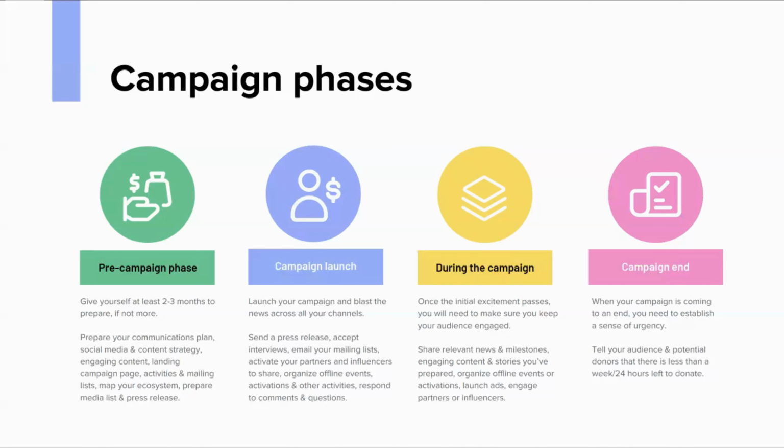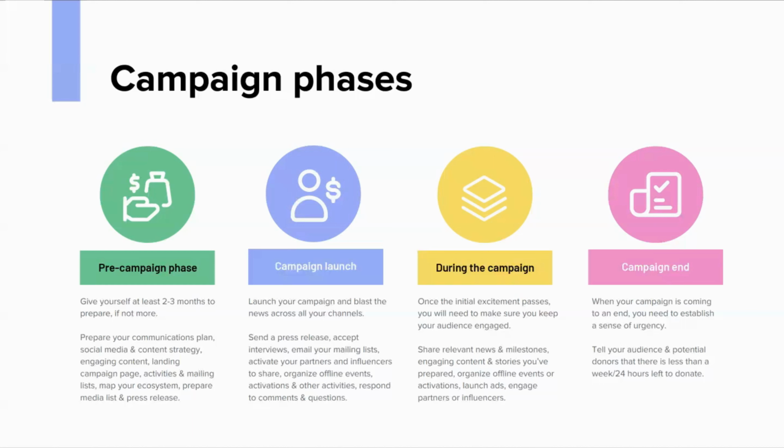Some of the things that you can do is, of course, begin to implement your content and social media strategy, like publishing posts and blogs. Make sure you maintain a consistent posting frequency. You can share relevant news about your campaign and milestones. You can share engaging content and stories you've prepared.